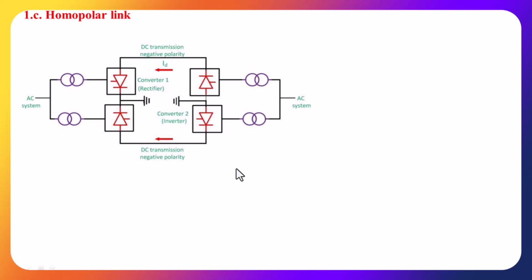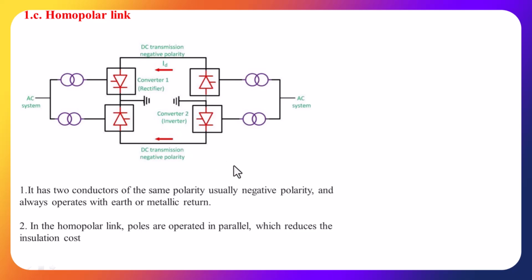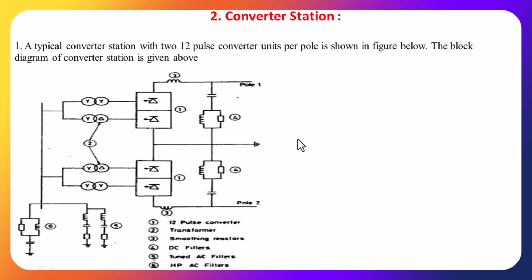The main advantage of the homopolar link is that each pole, this is one pole, this is another pole, these two poles are operating in parallel. So it is more economical when compared to the bipolar link. Next, we are going to see one more important component, the converter station.